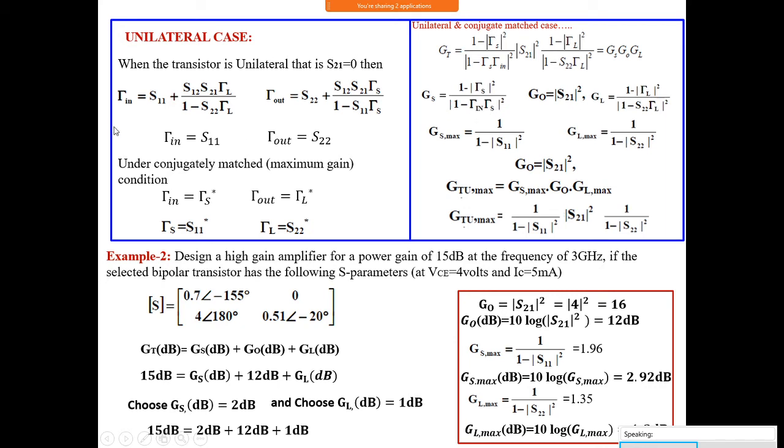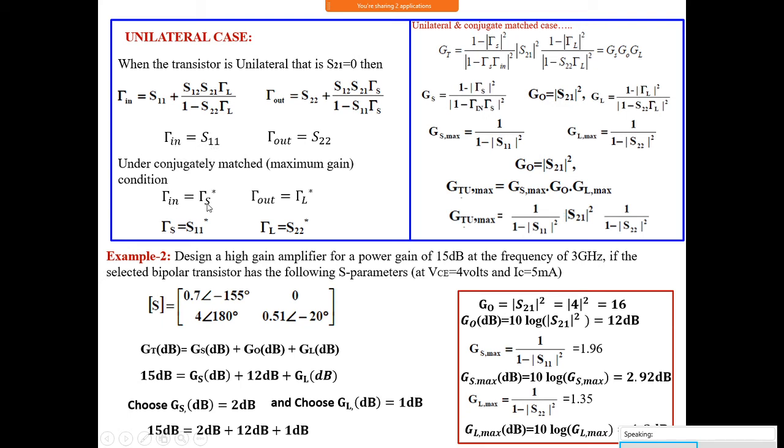Tau in we calculate. This is the expression for tau in. Tau out is this. Tau in, if S12 is 0, what do you get? It is equal to S11. Tau in is equal to S11. And tau s is there. Tau s under conjugate matched condition. Conjugate matched condition means maximum power transfer condition. Tau in must be tau s complex conjugate. I told it in the earlier topic only. Tau in must be equal to tau s complex conjugate. So tau in, you know, is S11.